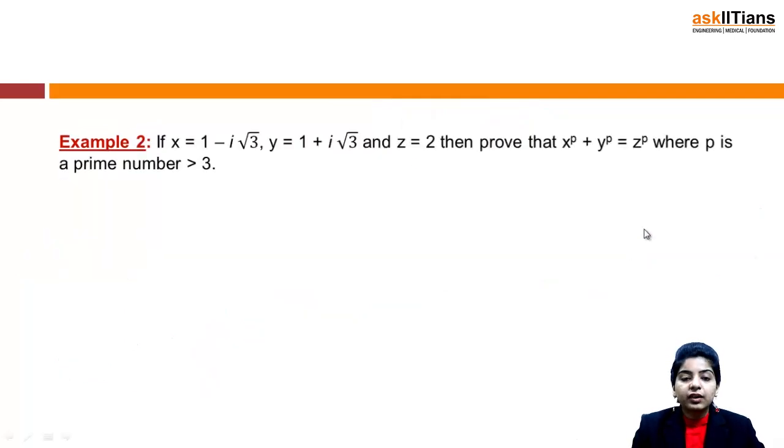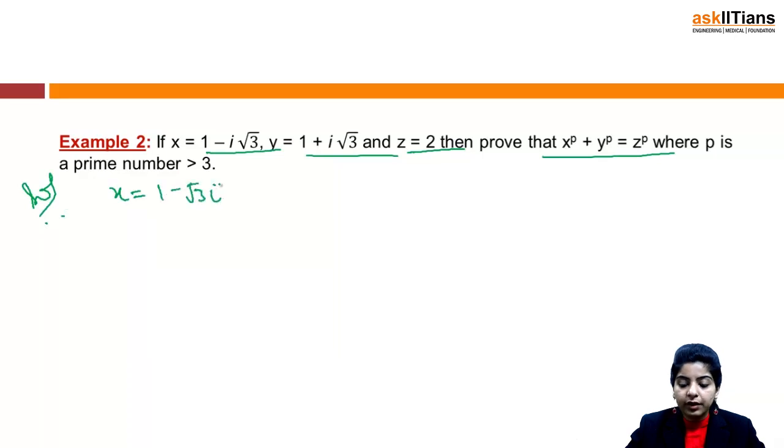So the next question that we have is, if x is 1 minus root 3i, y is 1 plus root 3i and z is 2, then prove that x raised to the power p plus y raised to the power p is equal to z raised to the power p, where p is a prime number greater than 3. Okay, so we are given x is 1 minus root 3i. What I do is, I make it as minus 2 into minus 1 plus root 3i by 2 so that I can get it in the form of omega, right?